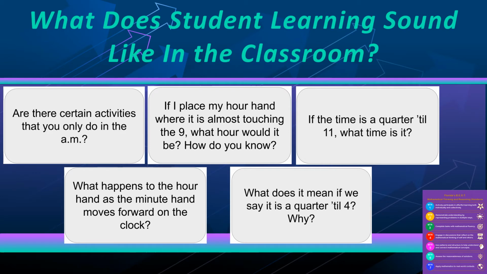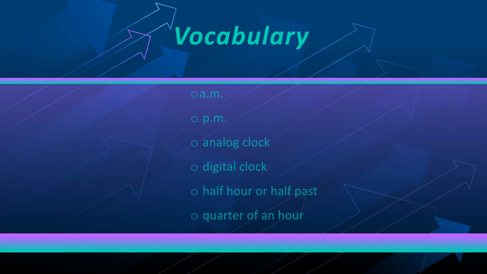Displayed here are some examples of questions you might hear or pose to students as you walk through a classroom engaged in this unit of study. These exchanges will facilitate discussion and connections as teachers employ MTRs 4 and 5. On this slide is a sample of words used by teachers and students in a classroom where students communicate mathematical ideas, vocabulary, and methods about time effectively. This is not an exhaustive list.